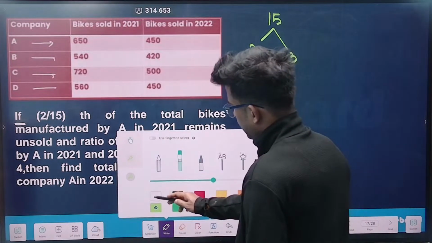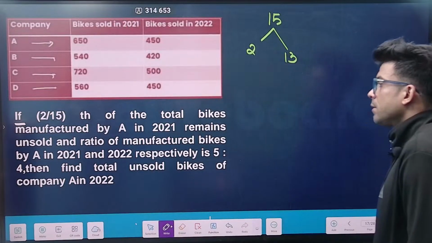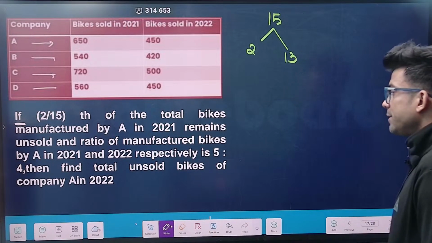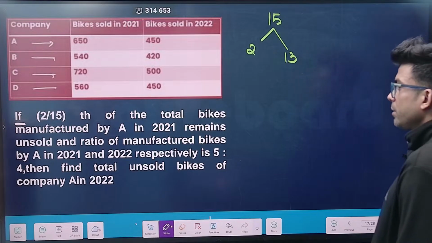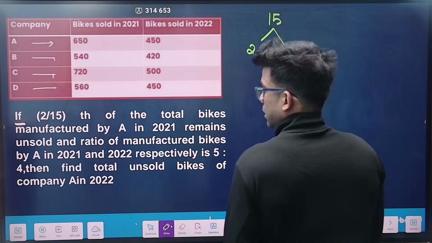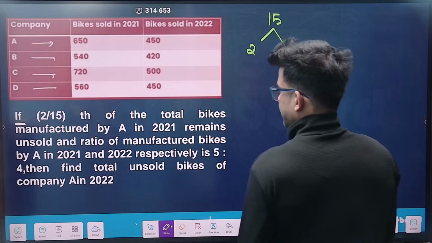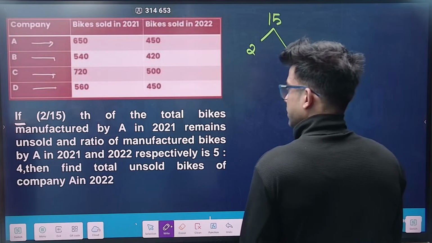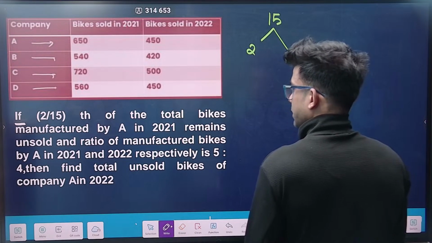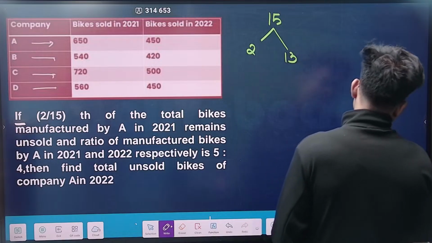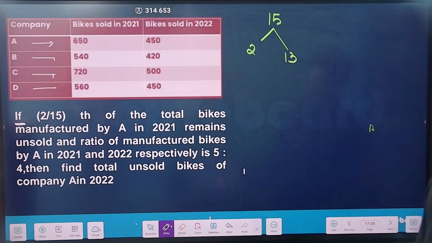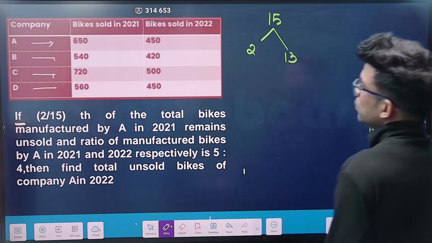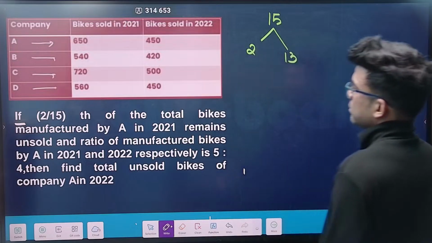Everyone, please comment. The ratio of manufactured bikes by A in 2021 and 2022 respectively is 5:4. Then find the total unsold bikes of company A in 2022. Okay, fine. It's not an issue.